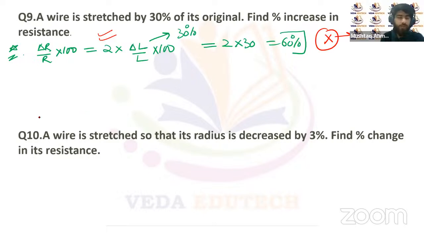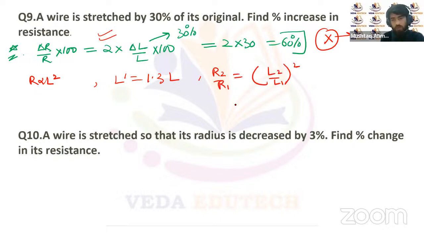So how will we find the percentage change in the resistance? We know that R is directly proportional to L square upon stretching, right? It's proportional to L square. Now you can see here, if the length has been stretched by 30%, it means the new length will be 1.3 times the older length. So R2 upon R1 will be equal to (L2 upon L1) whole square, that's (1.3 L upon L) whole square, that's 1.69. That's R2 upon R1.